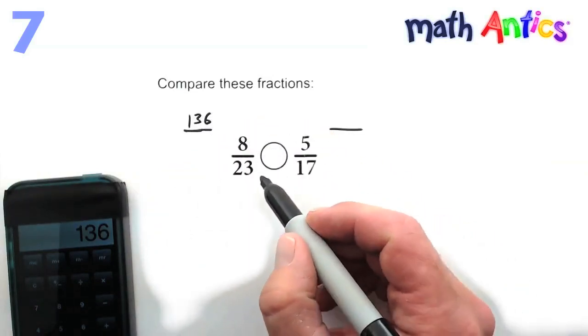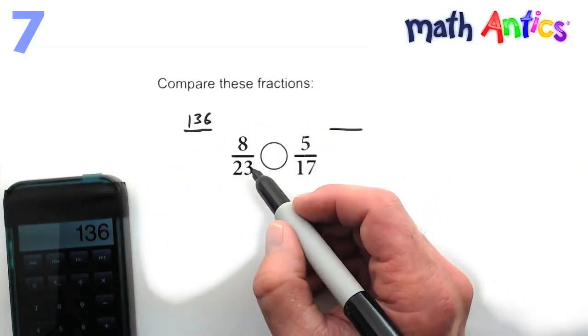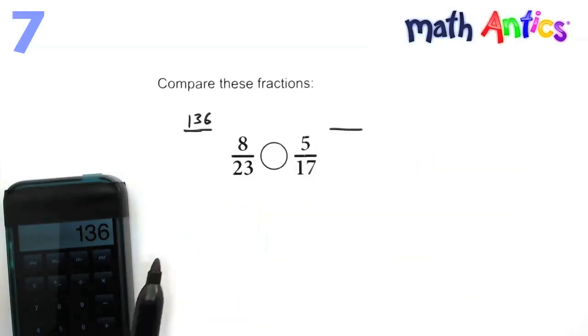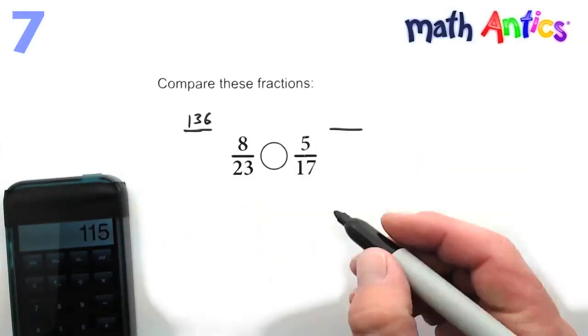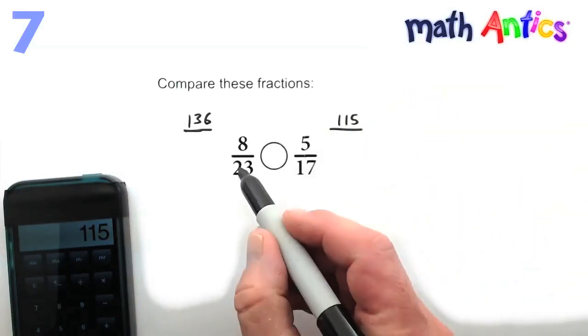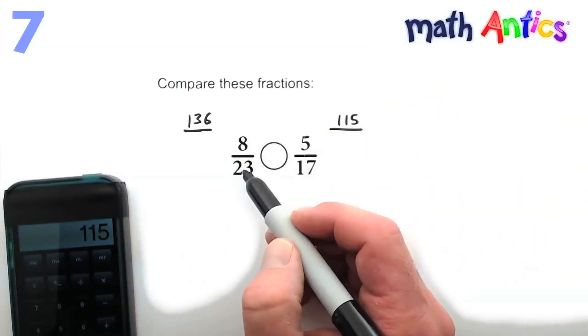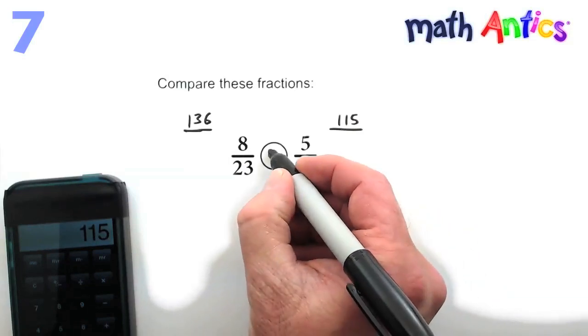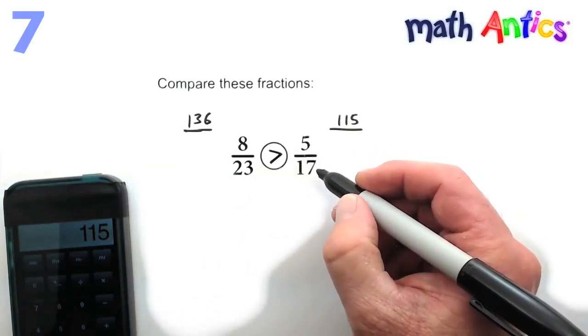Pretty big, but now let's check the other side. 23 times 5 will give us this number. So 23 times 5 is 115. So that one is less. That means our first fraction, 8 over 23, is greater than 5 over 17.